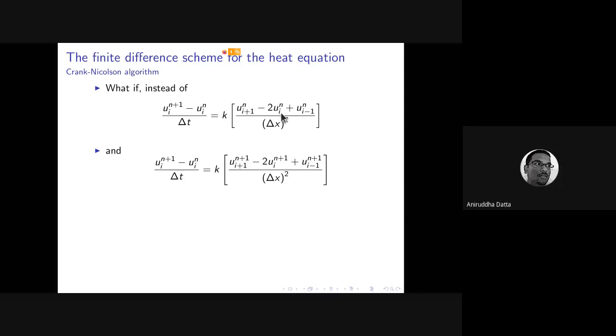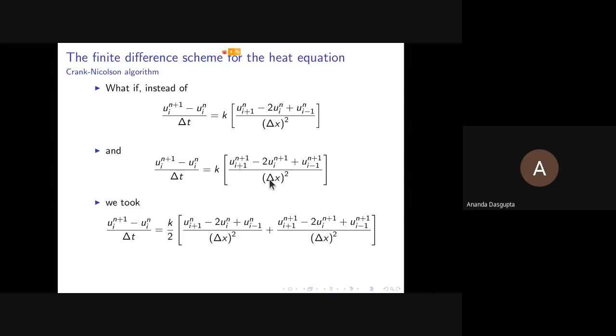Take an average. Exactly. This is the value at the beginning, this is the value at the end. If you take the average of the two, we just add the two together and halve it, which of course is still an implicit formalism. So you have to solve for the u_i^(n+1)s. But the advantage is that this becomes a more accurate algorithm as well as a stable algorithm. This also happens to be unconditionally stable, that is, stable for all values of delta t and delta x.